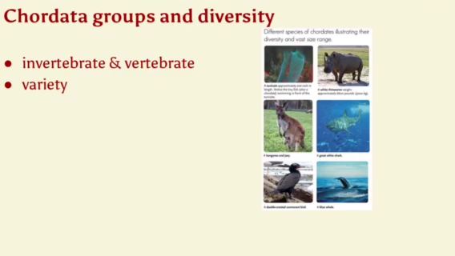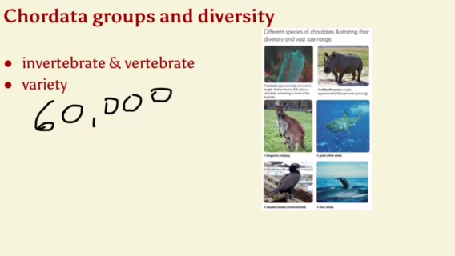All right, so we're going to talk about general groups and diversity within chordates. And in the rest of our course, we'll be taking a look at vertebrates in greater detail, like the fish, mammals, birds, reptiles, and amphibians. But in general, the chordata consists of those invertebrate and vertebrate chordates. It's a large and diverse phylum. It includes some 60,000 species.